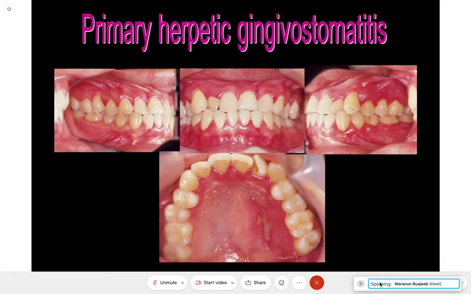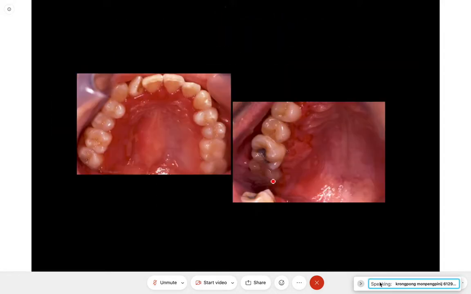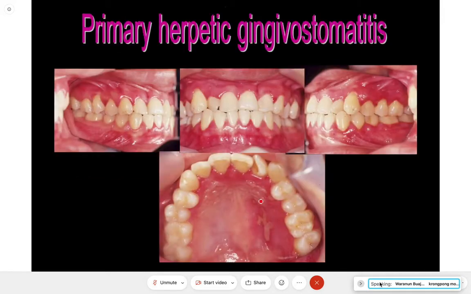so do you agree that the small ulcer like that can help us? So it's the aggregation of small round vesicles, right? Yeah. Yeah. Yeah.